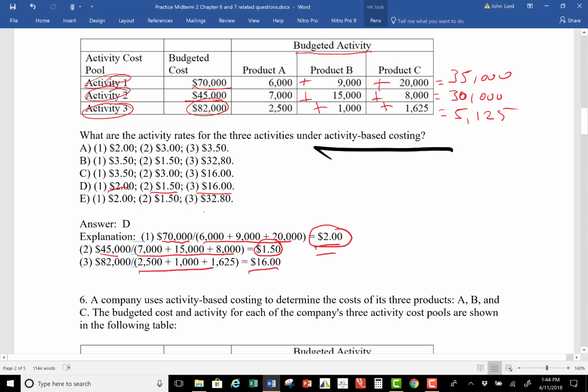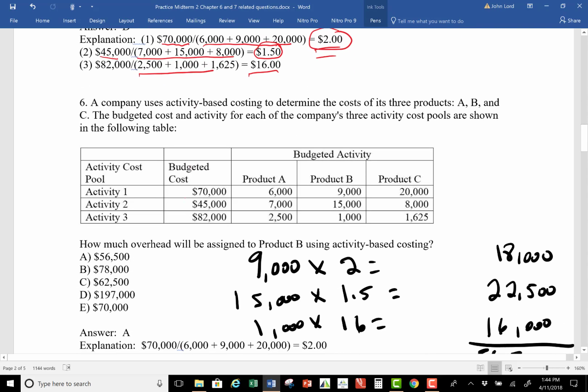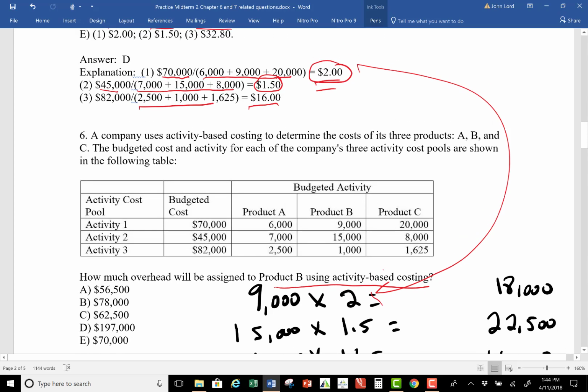Now this next question uses the same table, but now they're asking us the cost that will be assigned to product B. Since it's $2 per unit of activity, materials handling, whatever, and since product B used 9,000 for activity 1, the cost assigned here is 18,000.